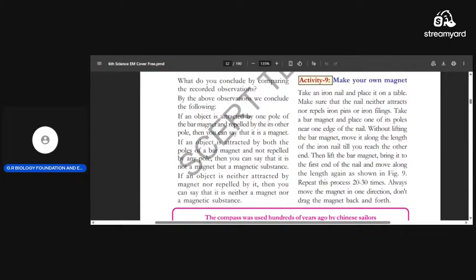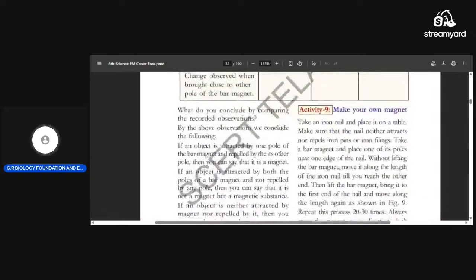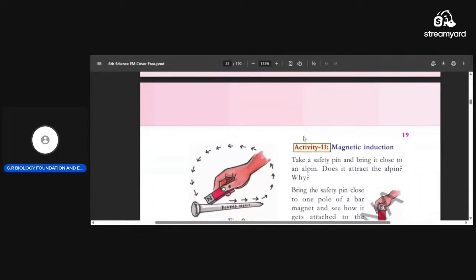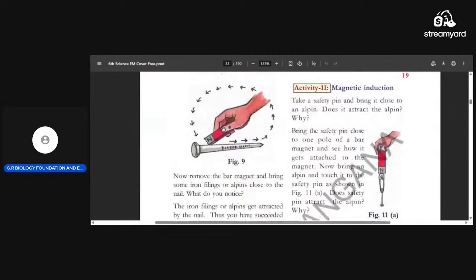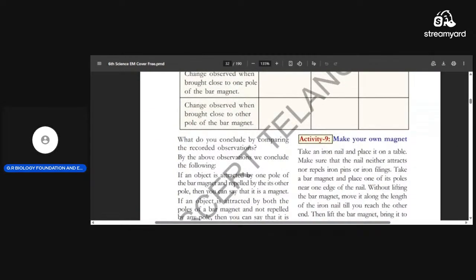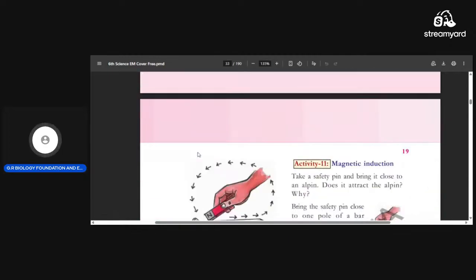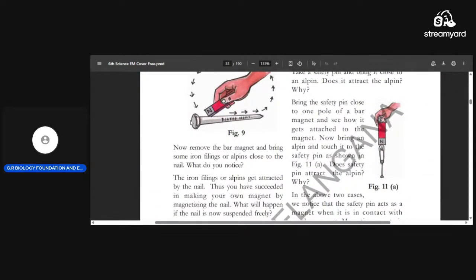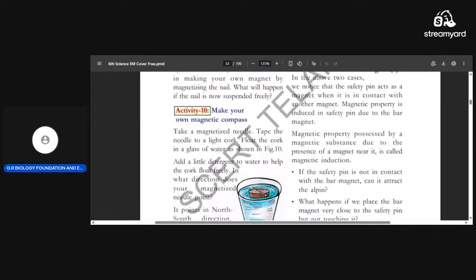Make your own magnet. This we did in the class. Take one bar magnet and one iron nail. We have to rub, so figure 9 here you are looking. Like this, you have to go from the top to bottom and lift it again. You start from the top again to the bottom. So drag on that 20 to 30 times or 30 to 40 times, and that iron nail changes into a magnet. The title is make your own magnet. By doing this process, we get our own magnet. So this nail changes into a magnet.